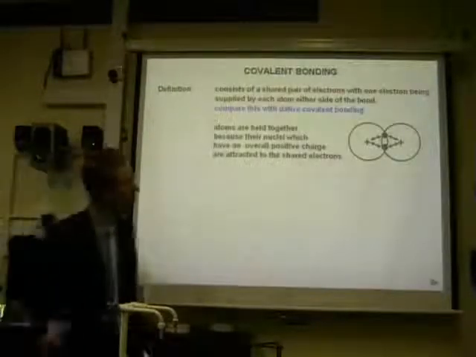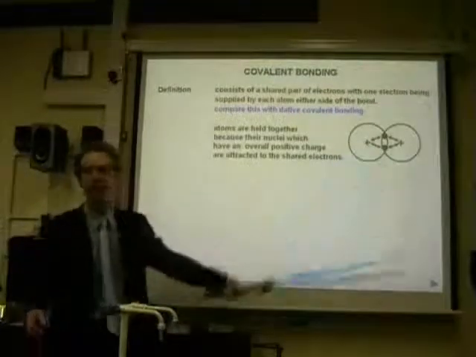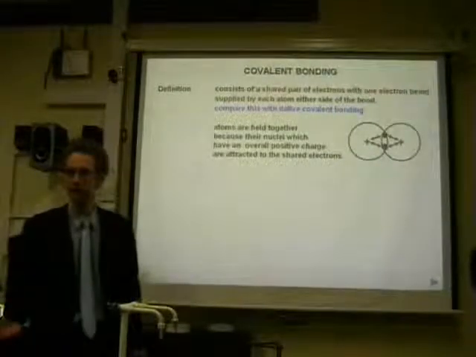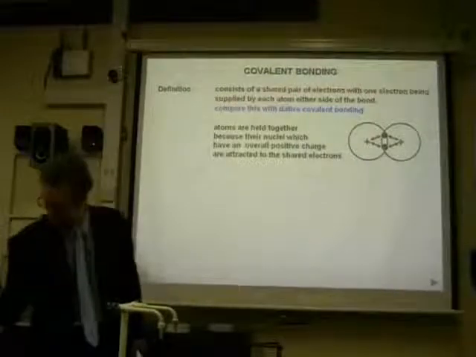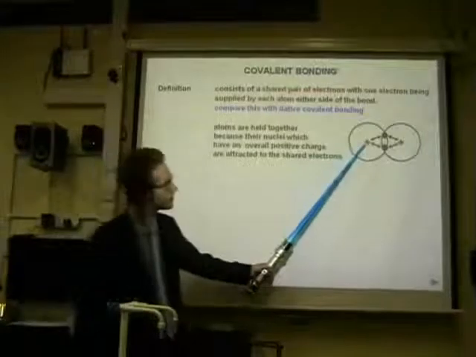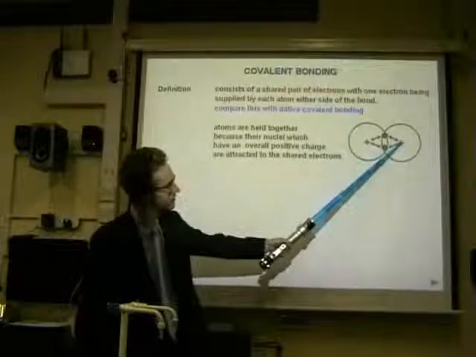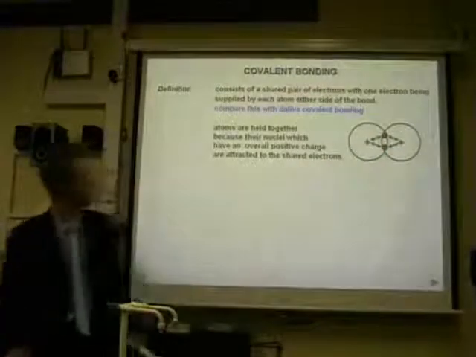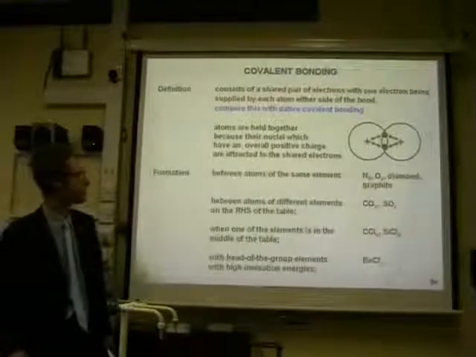So, covalent bonding, you know this, okay? A covalent bond is a pair of shared electrons. Yeah? It's where a pair of electrons is shared between 2 atoms. And what you have here is a positive nucleus attracted to the negative electrons, and so on.